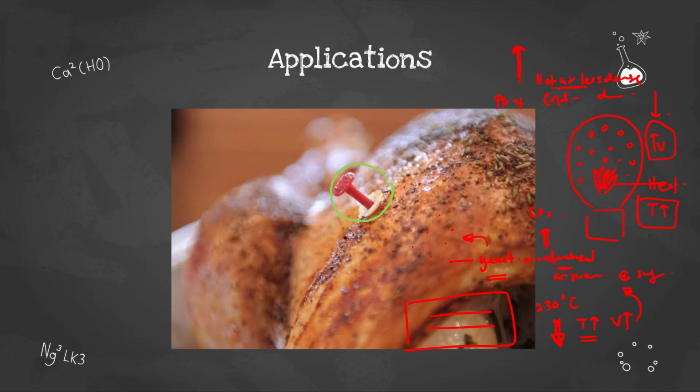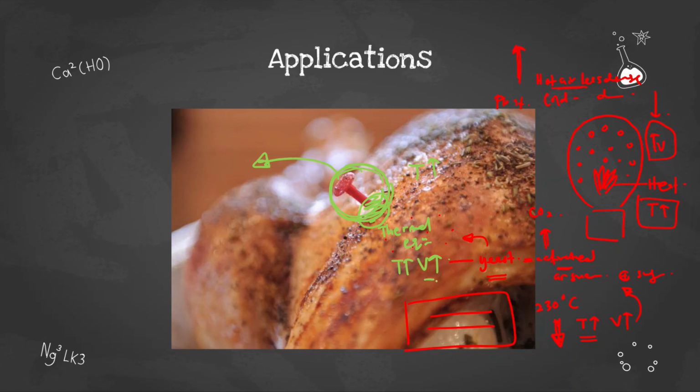So apa yang berlaku ialah, bila turkey ni dalam oven, dia akan panas lah kan? And this one also akan panas lah, sebab akan berlaku kat sini thermal equilibrium. Okay, whatever heat yang dalam turkey ni akan transfer to this little thing. So this little thing akan expand bila temperature increase. Dia akan expand sampai tahap dia pop keluar. Okay. Dia terpop up keluar because of the expansion of this thing.